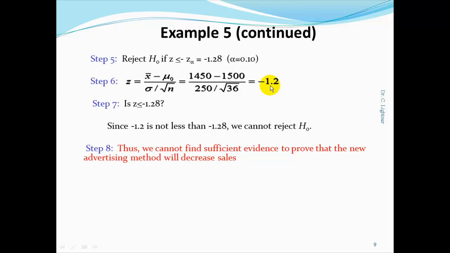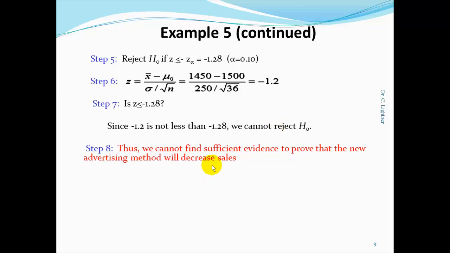In step 7, we should use the value of our test statistic and our rejection rule to determine if we should reject our null hypothesis. Our rule told us to reject H0 if Z is less than or equal to negative 1.28. So we ask ourselves, is our test statistic value less than negative 1.28? In this case, the answer is no. So we cannot reject our null hypothesis.